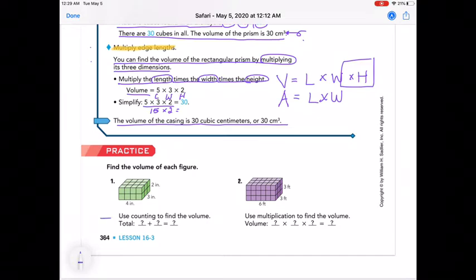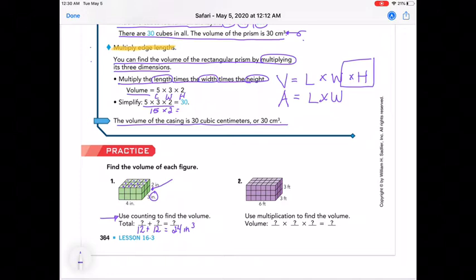So this one says use counting to find the volume. So let's go ahead and do that. Let's count the layer that's visible. 1, 2, 3, 4, 5, 6, 7, 8, 9, 10, 11, 12. There are 12 on the top layer. So you have another layer right here with the same amount. So you're going to take 12 plus 12 in the bottom layer, add them together, 24. 24 what? Well, these are inches. So 24 inches cubed because it's 3-dimensional.